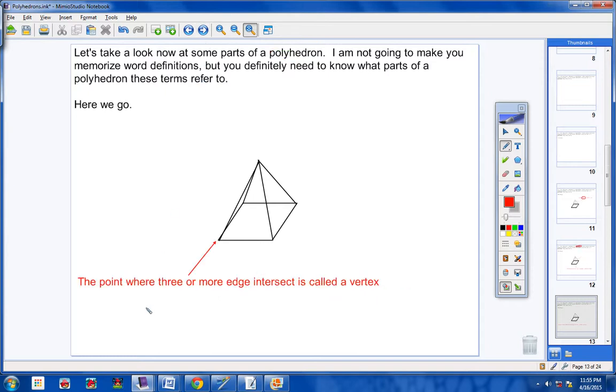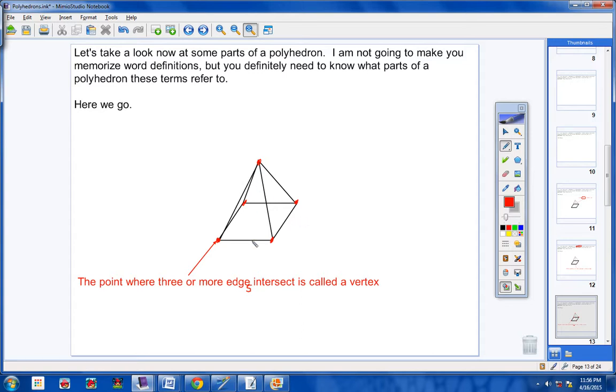Now, the point where three or more edges, that should be plural right here, the point where three or more edges intersect is called a vertex. So, just using slang, you can just say every little pointy edge on a polyhedron is called a vertex. All of these are called vertices. Vertices is plural for vertex. So do you see what a vertex is? It's the point where three or more edges intersect. Alright? And of course an edge is a line.